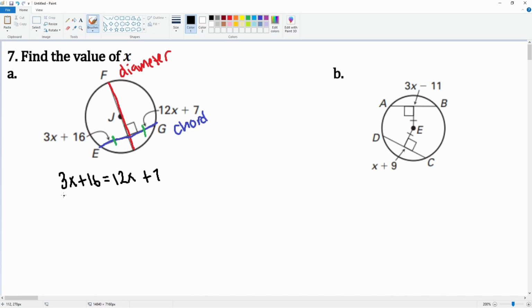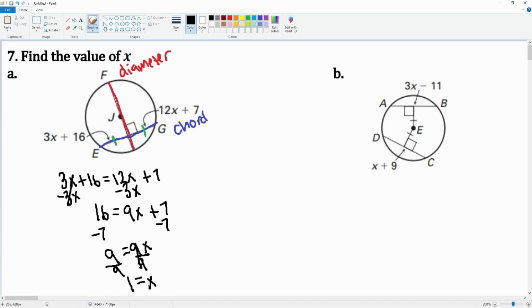Now we can solve for x. Minus 3x from both sides. This cancels, leaving you 16 is equal to 9x plus 7. Then we minus 7 from both sides. This gets you 9 is equal to 9x. Divide by 9, divide by 9. This cancels, leaving you with 1 is equal to x.